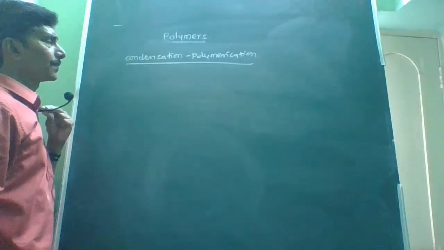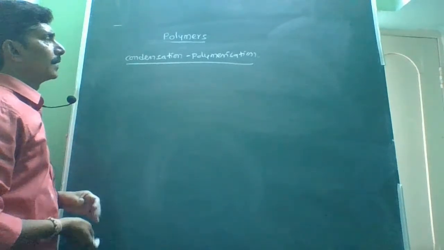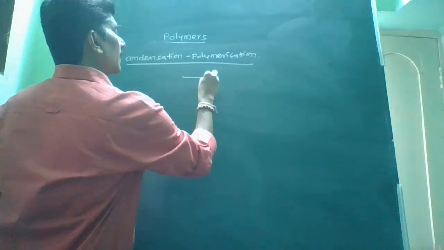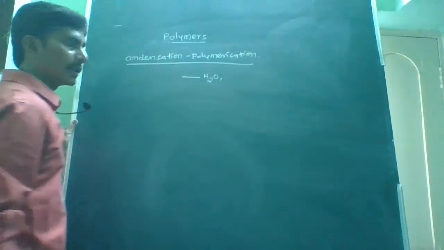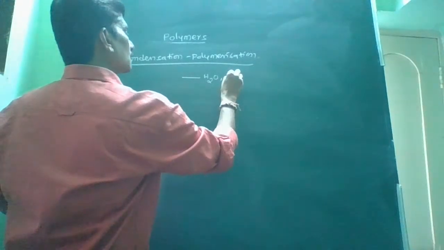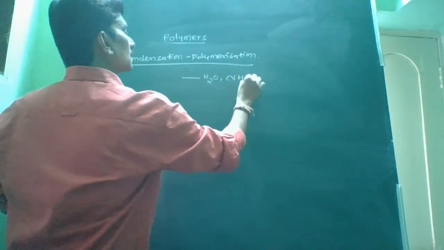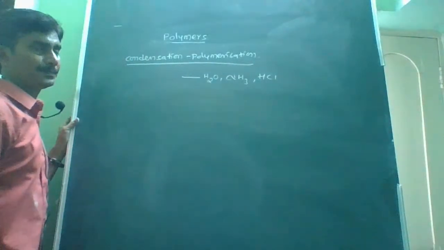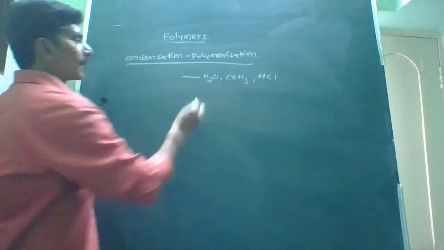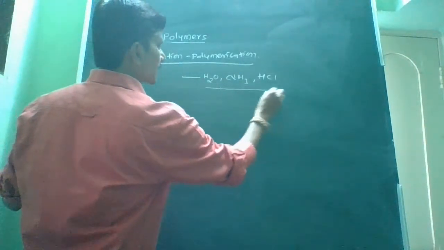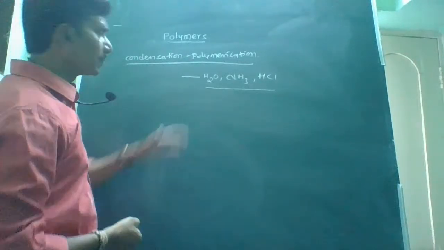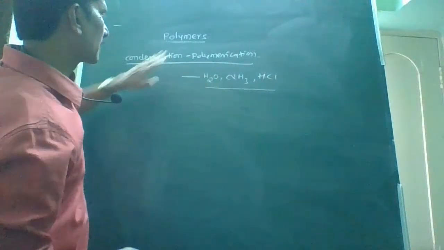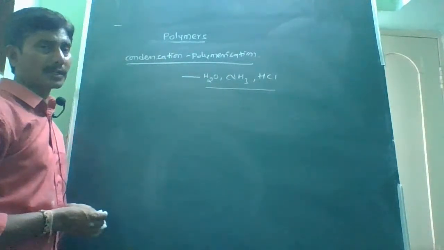Condensation polymerization. These are the polymers which are formed by eliminating simple molecules like H2O, NH3, and HCl, etc. A polymer which is formed by addition and elimination of simple molecules like H2O, NH3, CO2, HCl comes under condensation polymerization.